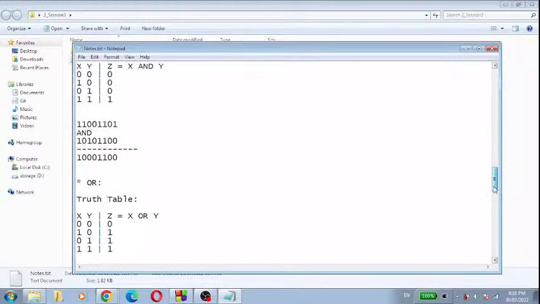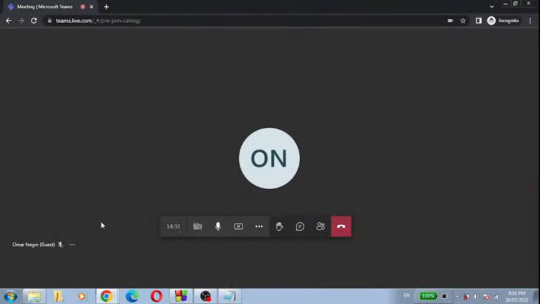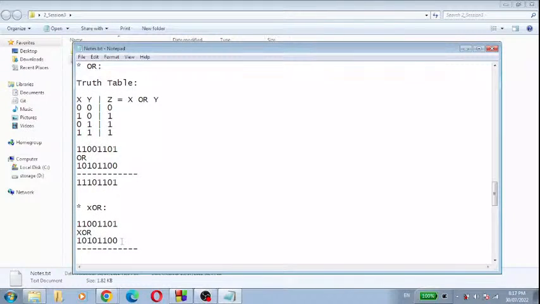Of course you see there's a difference here. This result from the OR is different from the AND. I think it's clear here. I think there are no questions for now. We are going to the XOR, it's called exclusive OR operation. We are going to deal with the XOR operation.